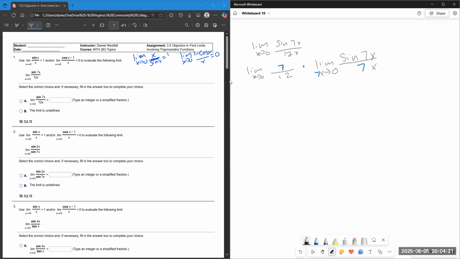It's probably just as correct over here to say limit as u goes to 0 of sine of u over u, and think of it as a u substitution, is equal to 1. And my u in this case is 7x. All right, so limit as x goes to 0 of 7/12, well, that's 7/12 times, and then this by definition over here is 1. We'll learn why later in calculus 2. We're not going to learn that in calculus 1. Just memorize the rule right now for calculus 1, and we'll figure out why in calculus 2.